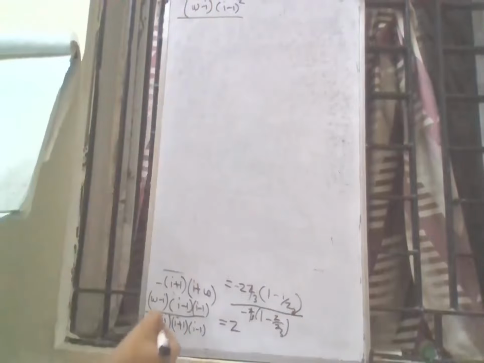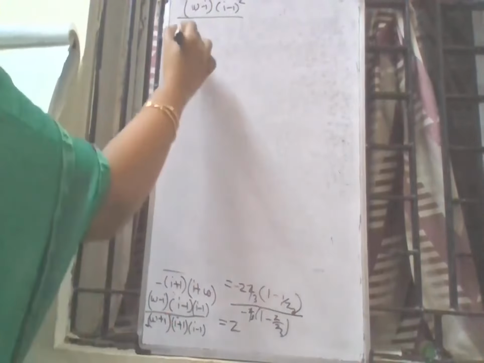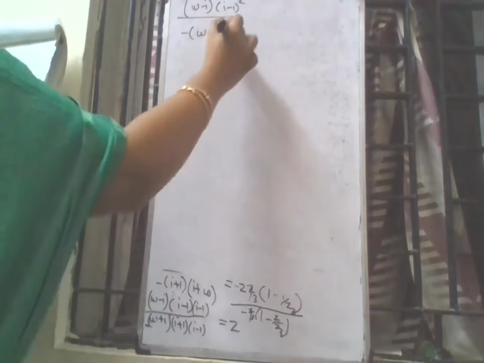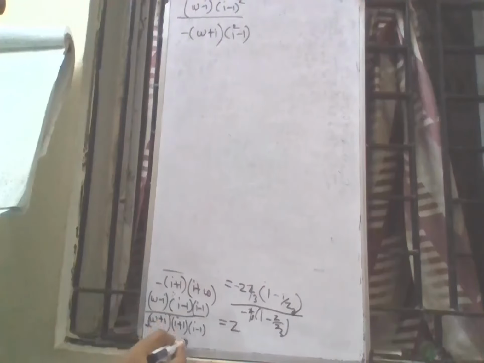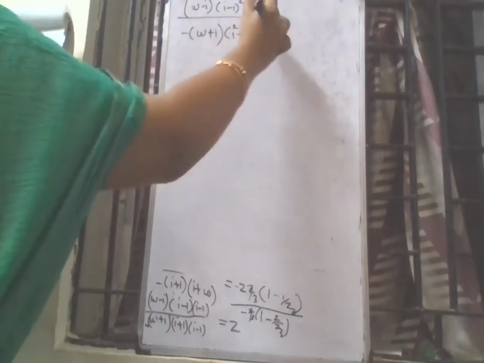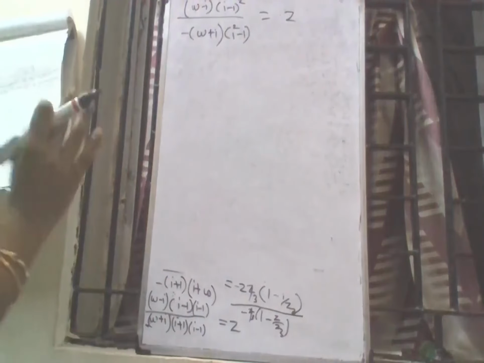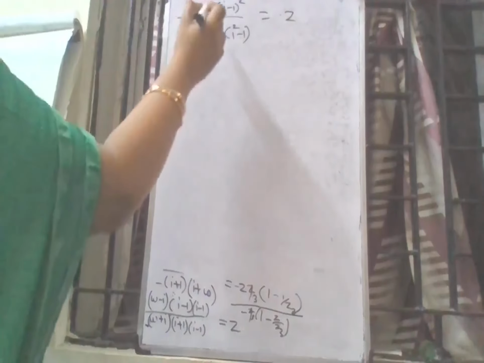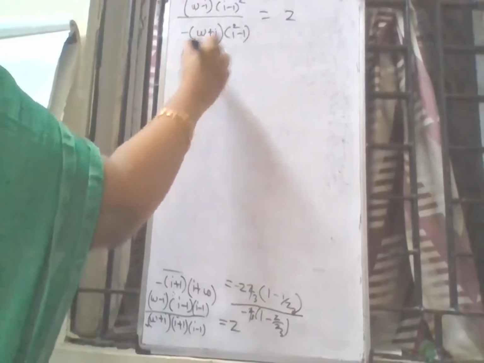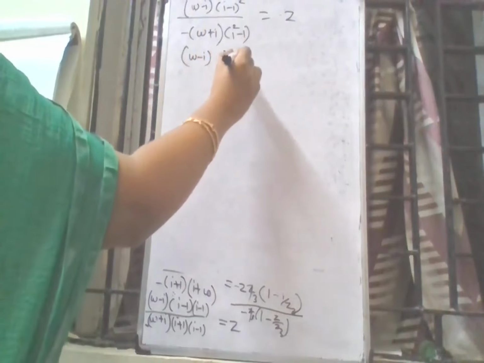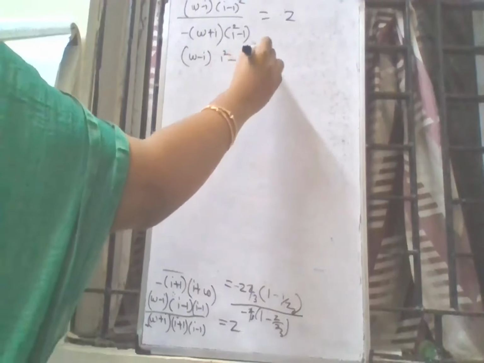So see here, look into it. I minus 1 the whole square. Here I have to take minus of W plus I, you keep it as it is. Here I plus 1 into I minus 1, which is nothing but I squared minus 1. A plus b, a minus b, a squared minus b squared, isn't it? RHS is Z itself. Okay, now here, W minus I into I minus 1 whole square, a minus b whole square, a squared minus 2ab plus b squared.